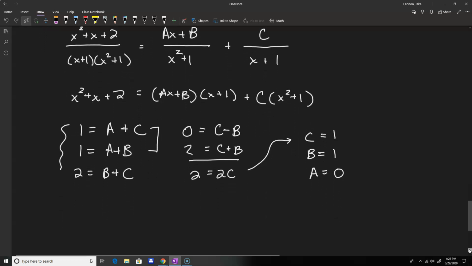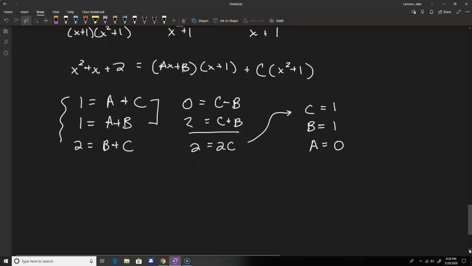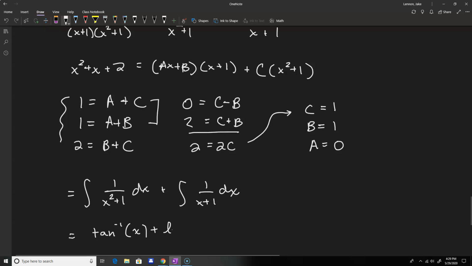You may have solved for A, B, and C in some different manner, but as long as you ended up with 0, 1, and 1, then you did everything correct. So that tells us that our integral now just becomes the integral of 1 over x squared plus 1 dx. I keep forgetting my dx because I'm writing multiple integrals. Plus the integral of 1 over x plus 1 dx. So the integral of 1 over x squared plus 1 is the inverse tangent of x, or the arctangent of x, however you prefer to write it. The inverse tangent of x plus the natural log of the absolute value of x plus 1 plus a constant.